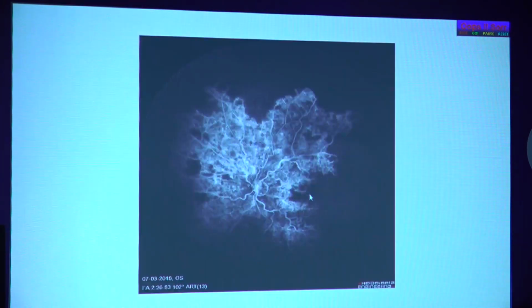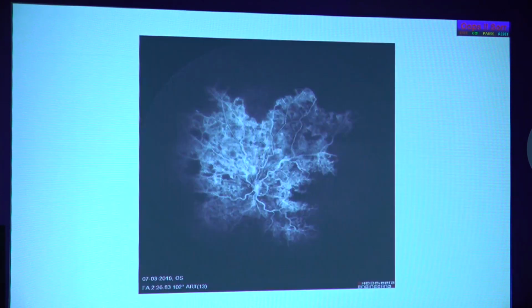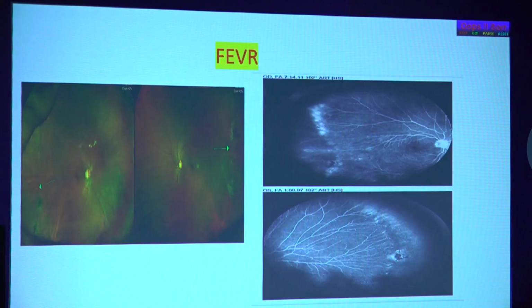Then here also you can see ocular ischemic syndrome cases. Lots of capillary non-perfusion areas are there, and this is another case of ocular ischemic syndrome. Prashant has already shown many pictures from Takayasu, but we have found that these were almost all carotid occlusive diseases. This was again a bilateral case of ocular ischemic syndrome.